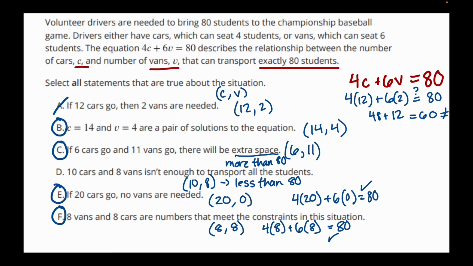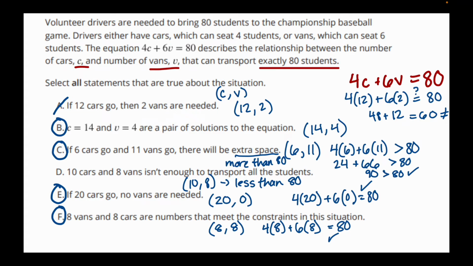So let's plug those in. We want this one to be more than 80. So that means we would say 4 times 6 plus 6 times 11. This is going to be a bigger number than 80, and that's what we want to check. So 6 times 4 is 24. 6 times 11 is 66. Is that going to be greater than 80? Yeah, because this actually would add up to be 90, and 90 is greater than 80. So that makes this a true statement.